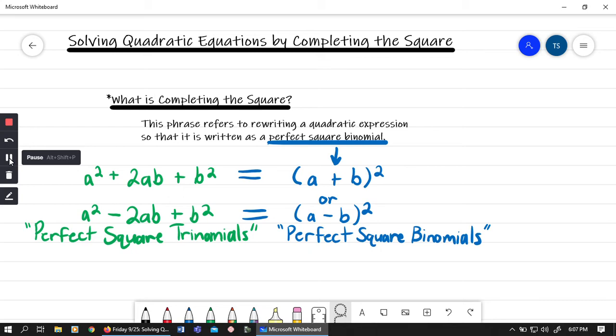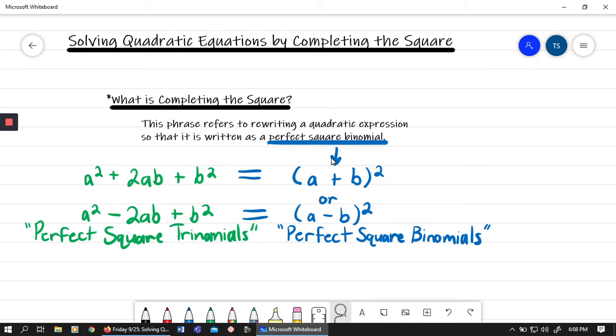So for those who can't quite remember what a perfect square binomial is, it looks like this or like this, and you've actually seen a perfect square binomial before. When we were talking about factoring perfect square trinomials, you saw perfect square binomials, because the way to factor a perfect square trinomial is by factoring it into a perfect square binomial. So again, you have seen perfect square binomials before.